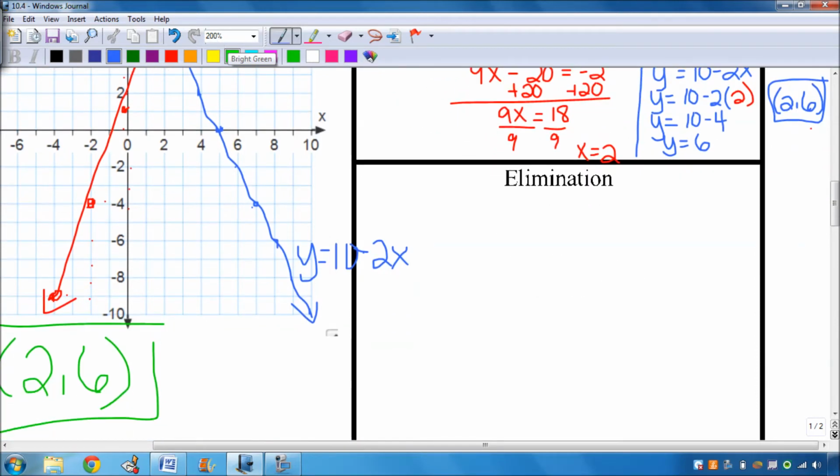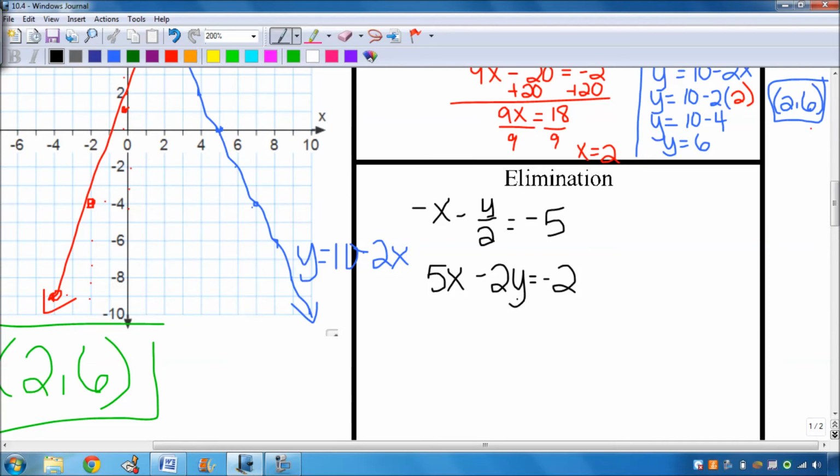So for elimination, this one's a little bit trickier, but we can definitely do this. So this one right here, what I'm going to do is write out my top equation, which is negative x minus y over 2 equals negative 5, okay? And then I'm going to write out my bottom equation, which is 5x minus 2y equals negative 2. And what I'm going to do is get the y's to cancel.